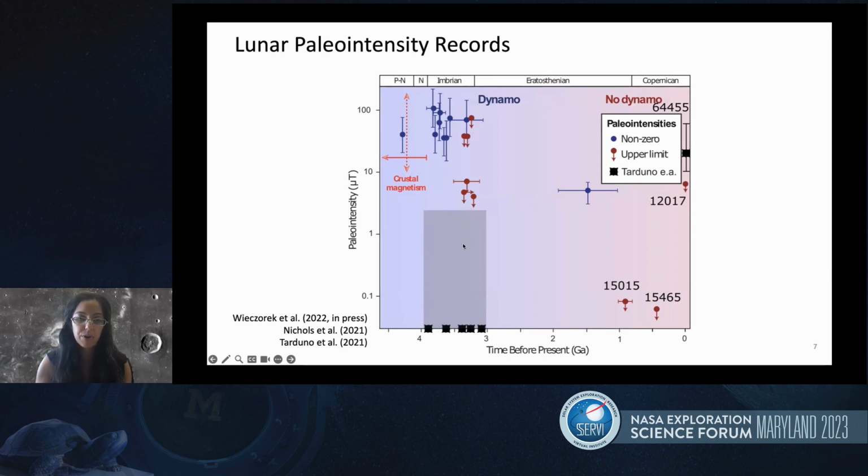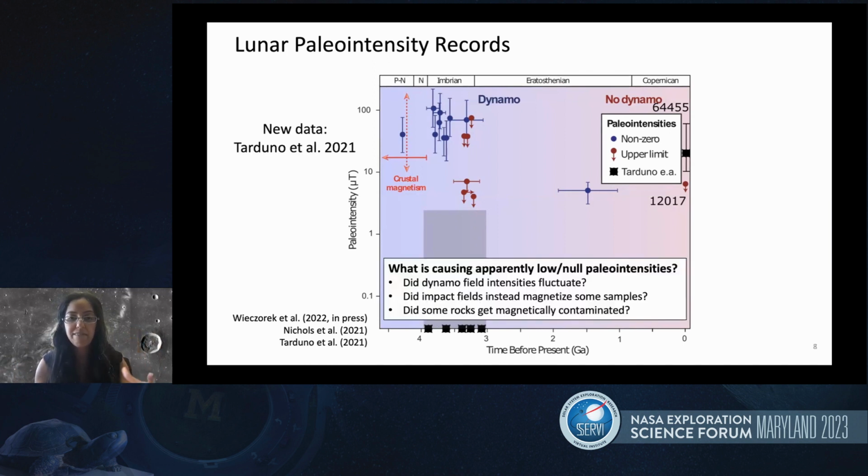But regardless of how you interpret this data set, it is very interesting that you might see evidence of very variable paleo intensities during the period between about 3.5 and 4 billion years ago. So we want to investigate what is causing this dichotomy in paleo intensities. Did dynamo field intensities actually fluctuate very substantially? Or did impact-generated magnetic fields magnetize some samples, perhaps those with higher paleo intensities?